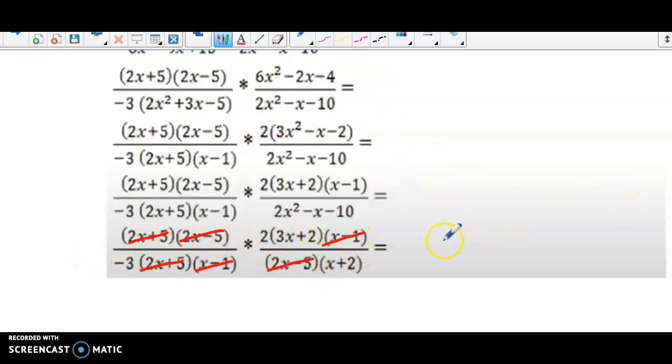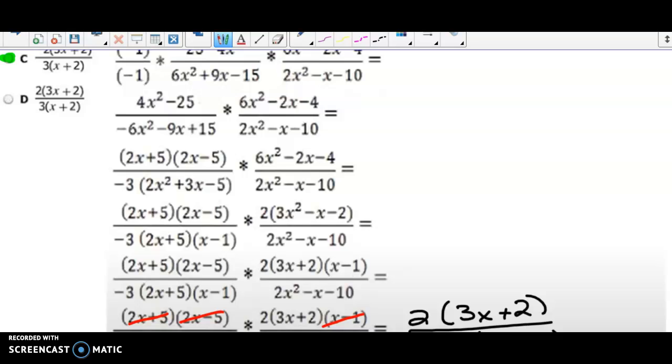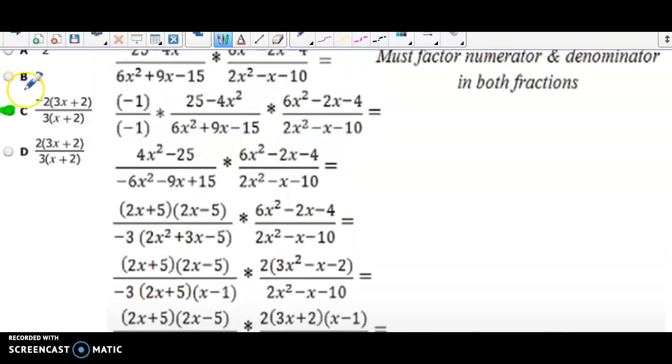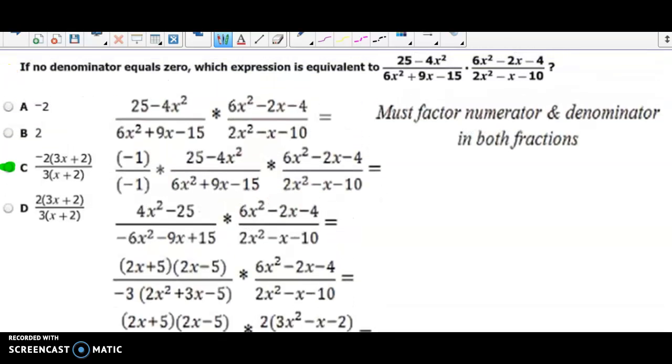So my answer should be 2 times 3x plus 2 over -3 times x plus 2. Let's see if we have any of those, and we do right here. So we've got that answer right here. That's our answer choice. Now, let's see if we can plug this all into Desmos and find it that way.